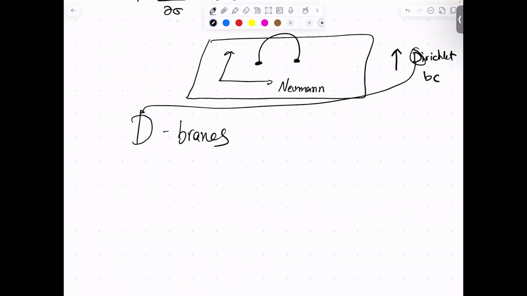So it turns out you can now do the same magic that we did for the closed strings, which is act on states with oscillators. It turns out if an open string is confined to the brane, if you act with the oscillator.